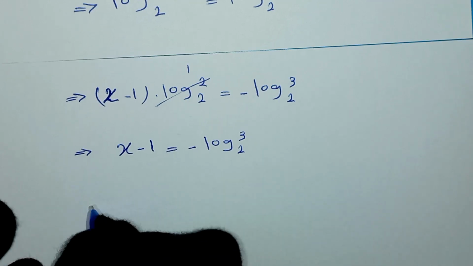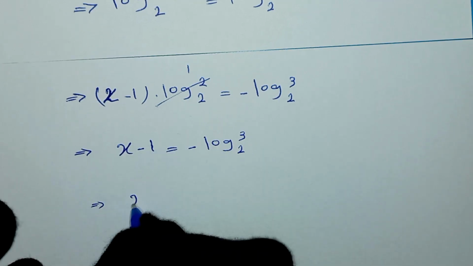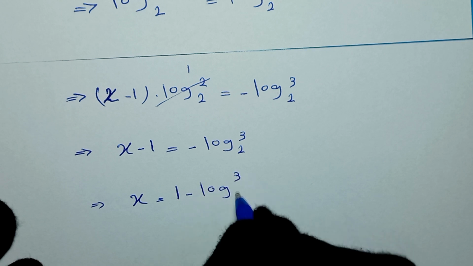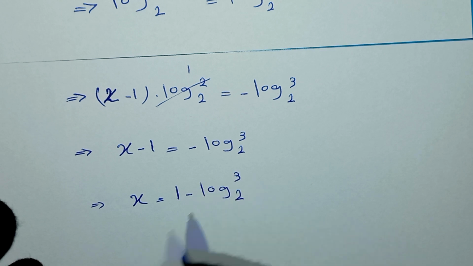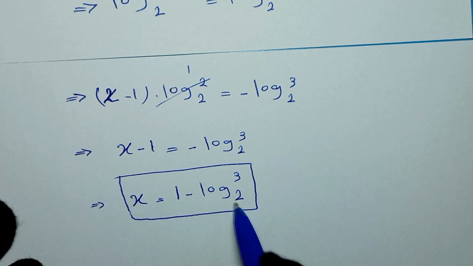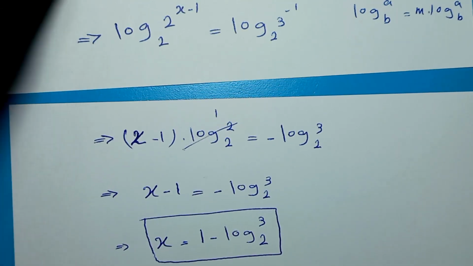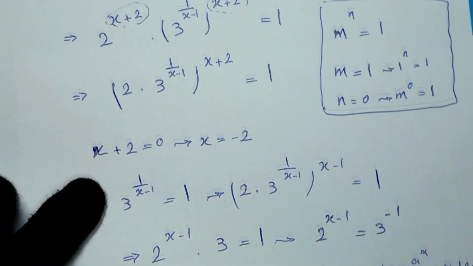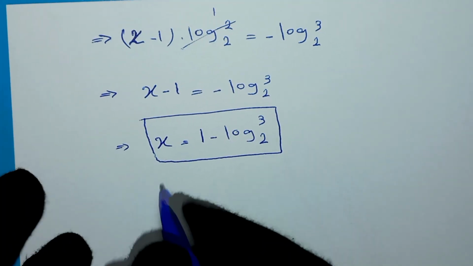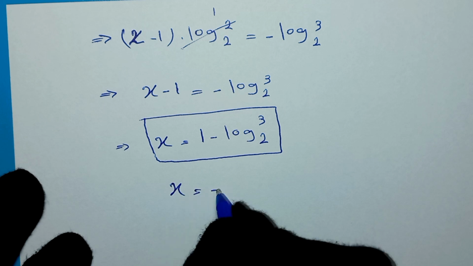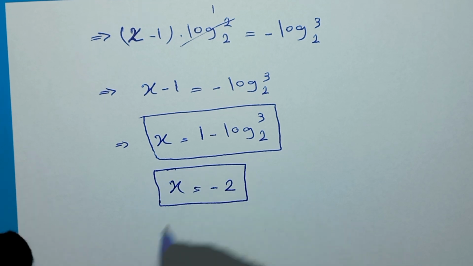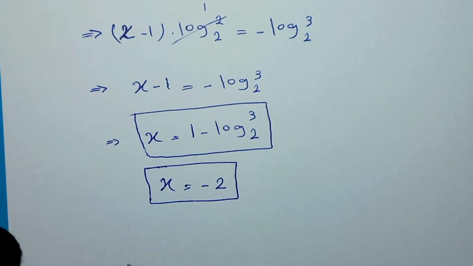And from here, we take this to this side, so x is equal to 1 minus log of 3 to the base 2. So from here, x is 1 minus log of 3 to the base 2, and in here, x is negative 2. So we find two values for x.